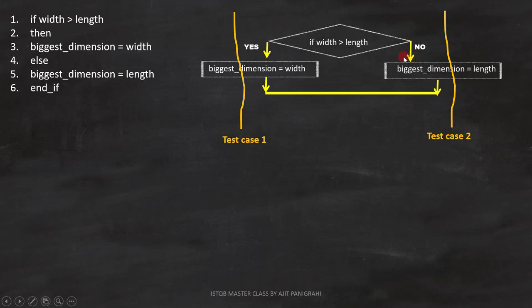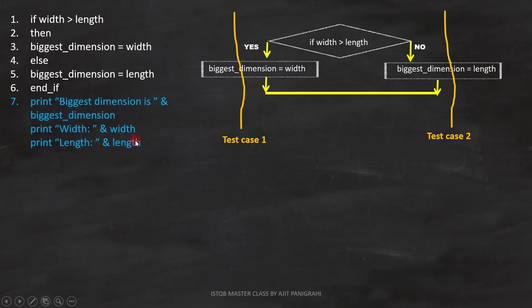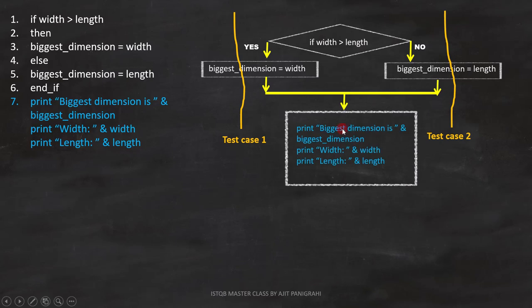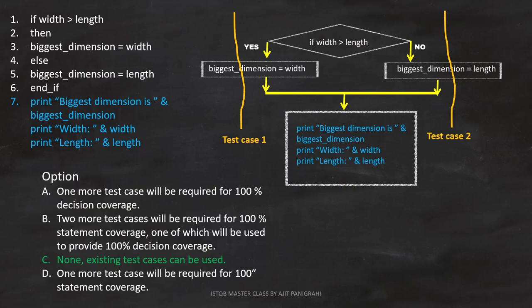Now let's add the new code at the end. You can see that all these are statements. We can represent these statements like this in the flowchart. If you run the existing test case, new code will be covered with it. That means we don't have to write any new test cases to cover new code. That is why option B is the answer.